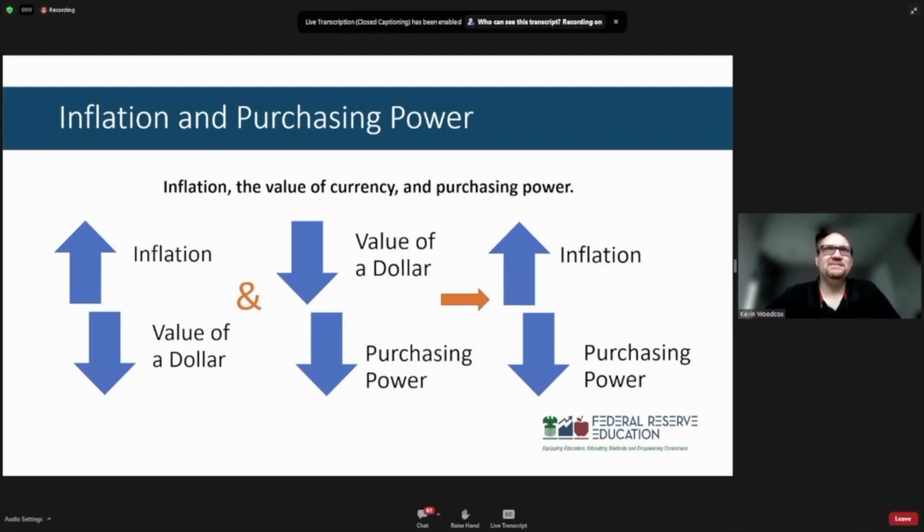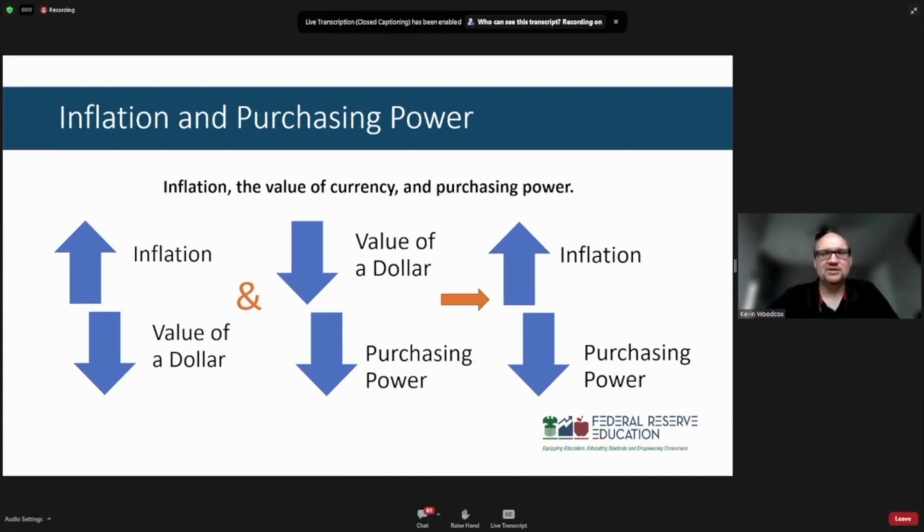So if inflation goes up, the value of the dollar goes down. The value of the dollar goes down, your purchasing power goes down. So therefore, inflation rises, your purchasing power goes down. This is vitally simple, yet also kind of confusing, which is why we include this graphic. It's very straightforward, helps students to really see how this relationship works. So we want them to understand that their dollar is not going as far as it used to.